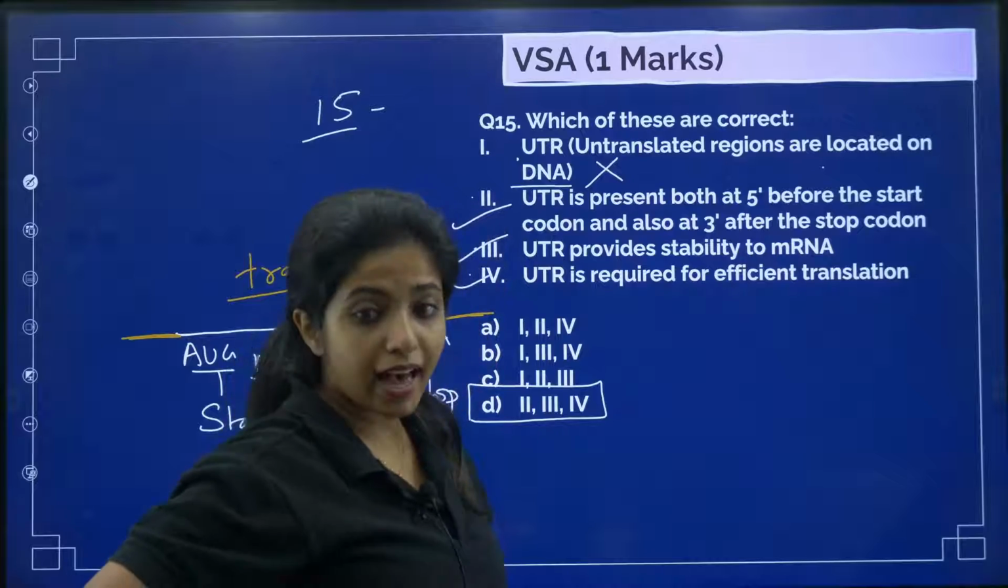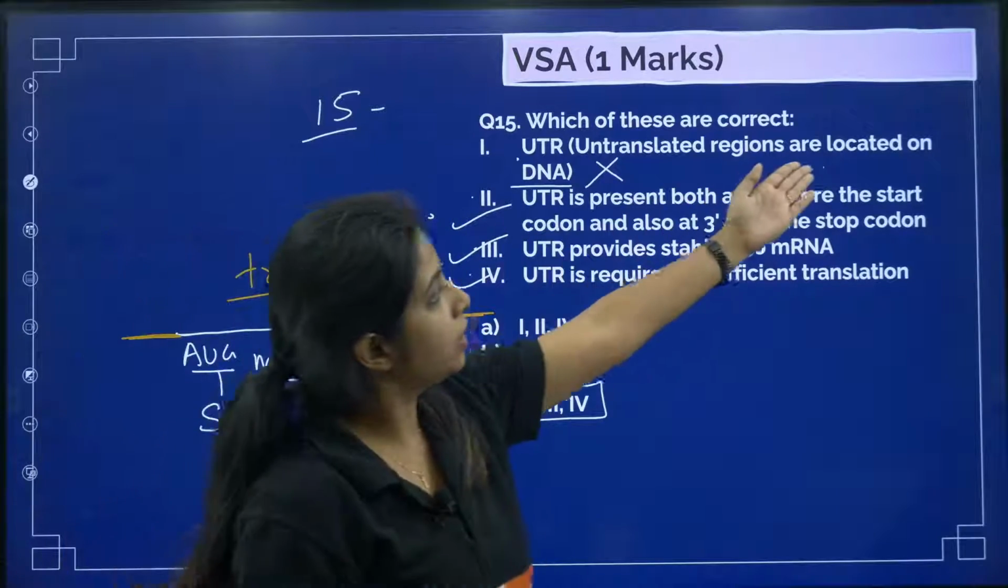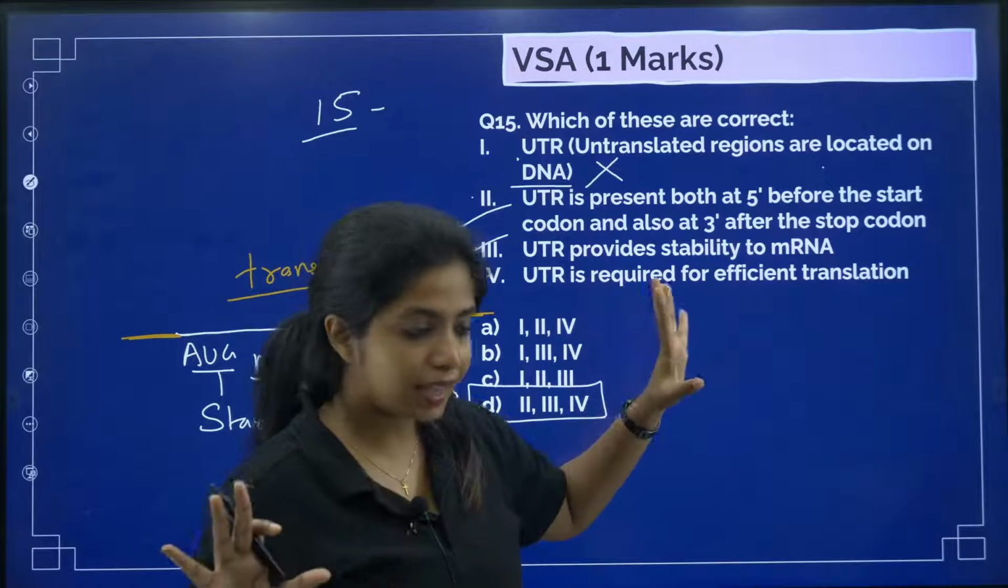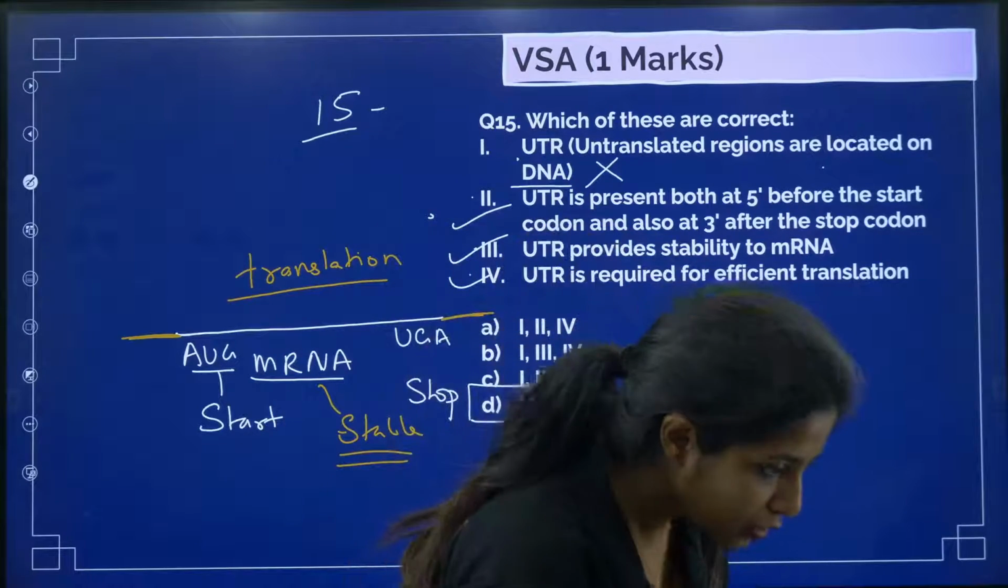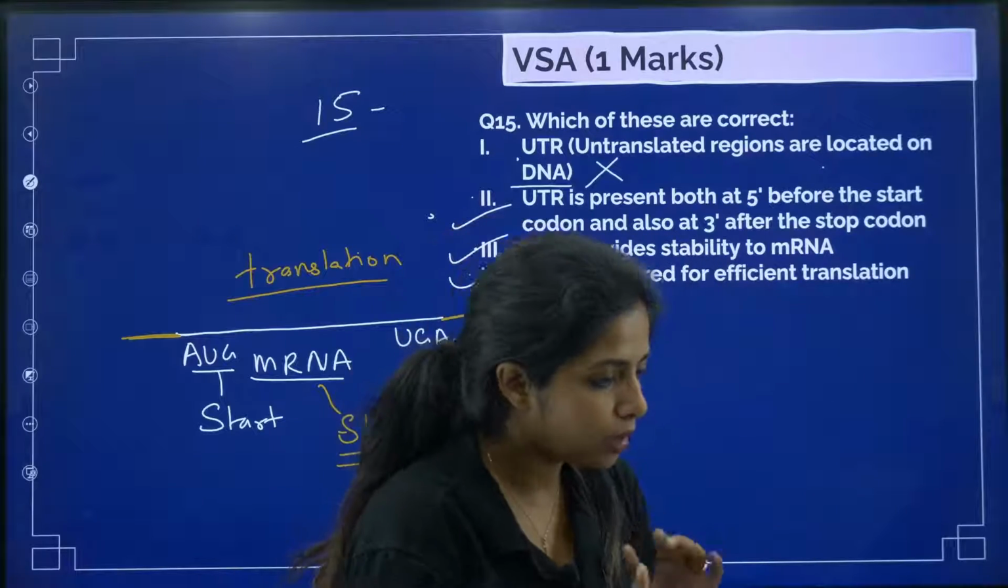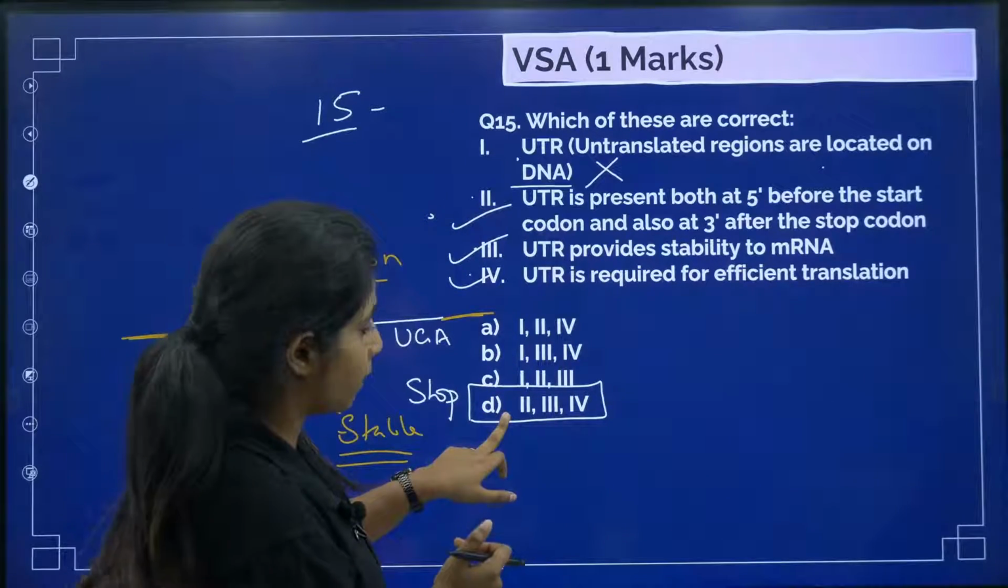How is 1 correct? And this is mRNA. Here what is present? DNA. It's not there. Understand? So everyone tell me the correct answer now. 15th D is the correct answer. Yes, 15th D is the correct answer.